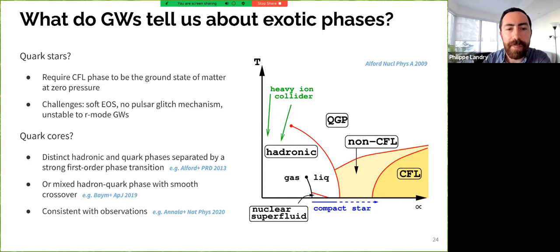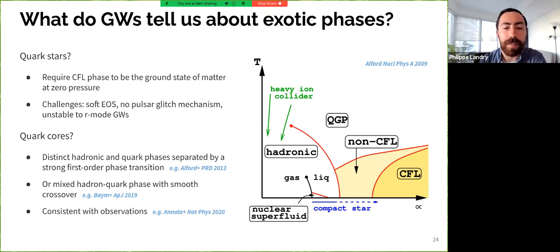That possibility, I think, is severely challenged by current observations. Namely, it predicts an equation of state that's softer than we observe. There are also problems with pulsar glitches and r-mode instabilities. But the possibility that there could be a quark core, so deconfined quark matter existing in the middle of the neutron stars, is very much alive, and it's consistent with current observations, although not required. You can explain all observations with purely hadronic matter.